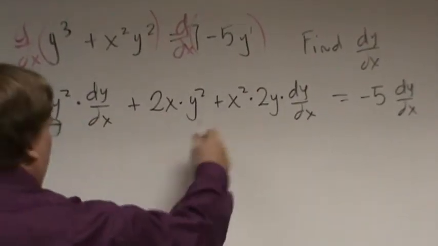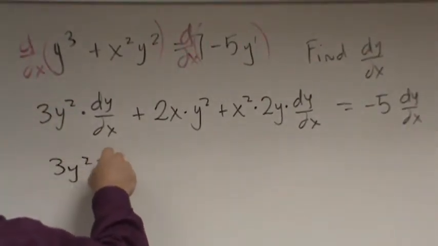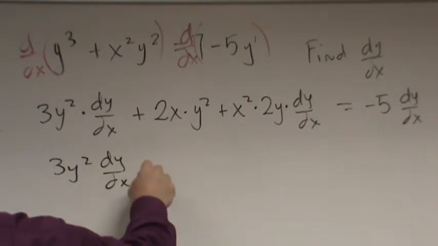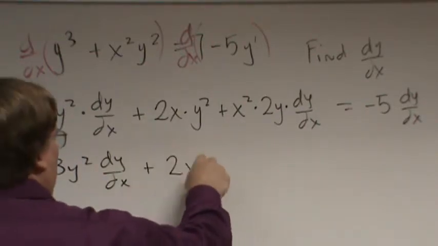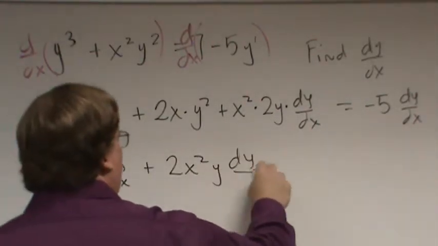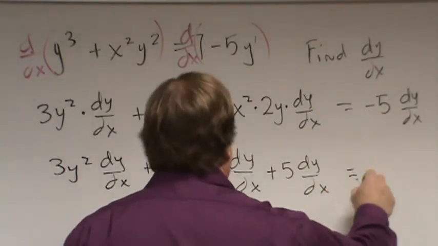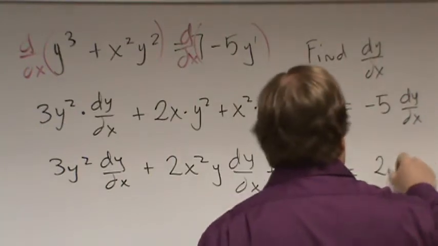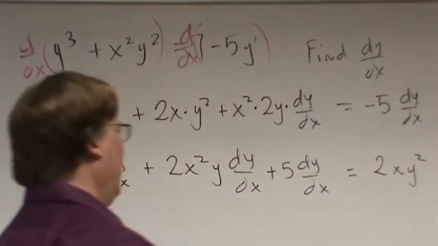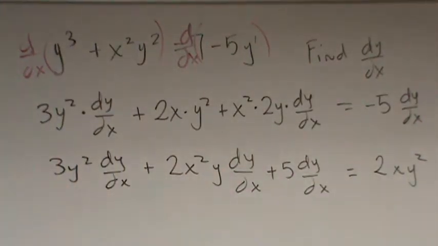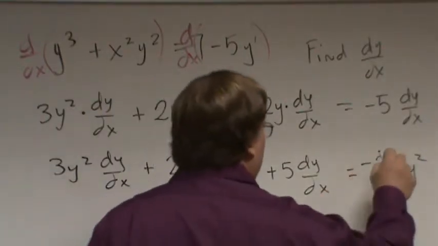So anyway, let's get all my dy dx's on the left side. 3y squared times dy dx, plus 2x squared y dy dx, plus 5 dy dx equals that guy, the only term that doesn't have a dy dx in it. And what? Oh, the minus? Did I forget a minus?